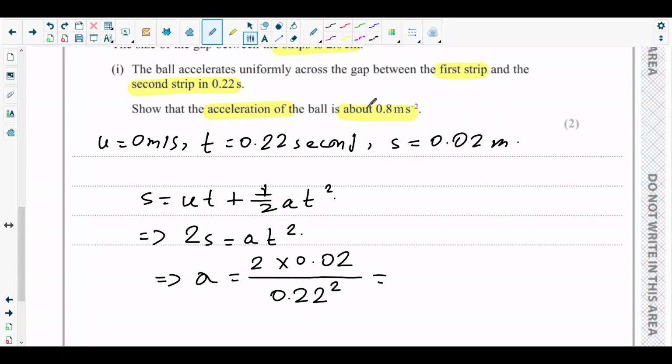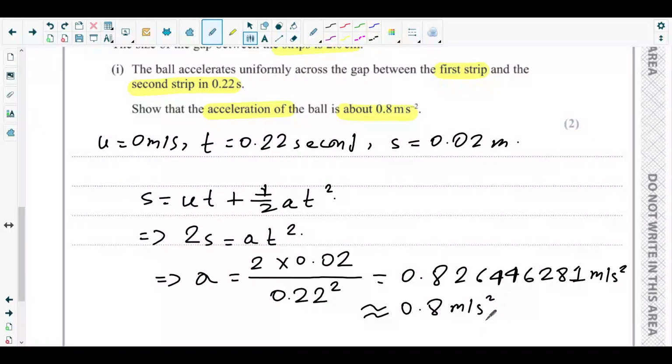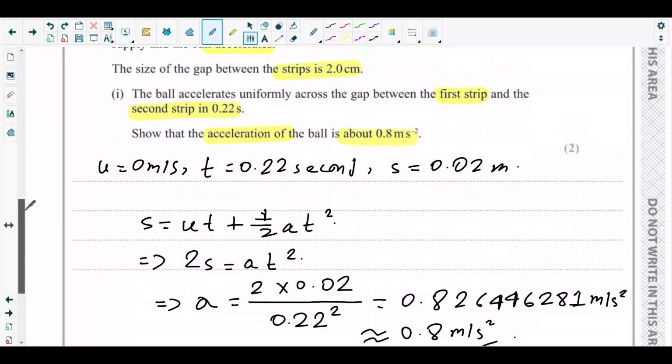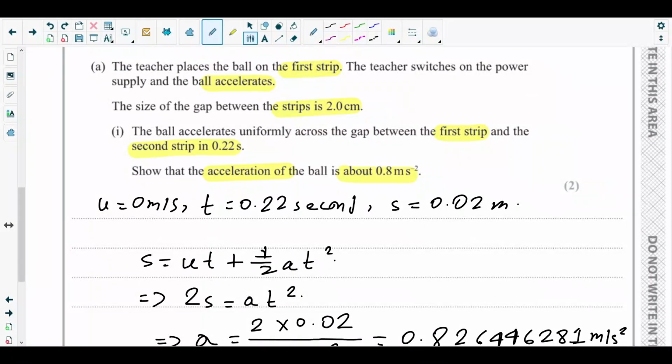So we will get 0.826446 meter per second squared. So we can write it to 1 decimal place as 0.8 meter per second squared. Showed. So the required acceleration is 0.8 meter per second squared. Fine.